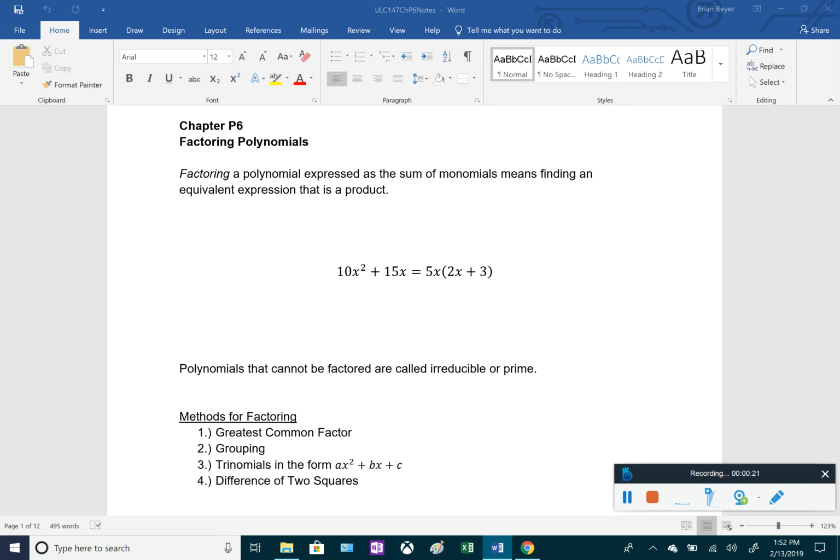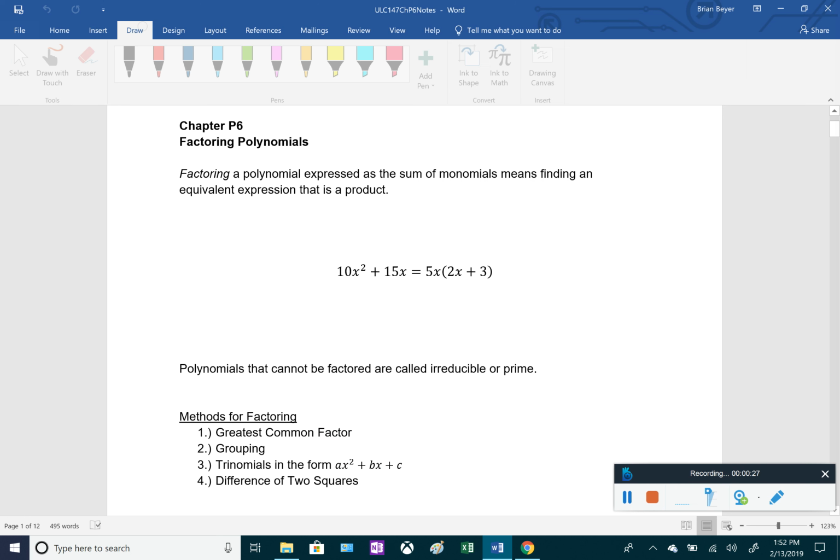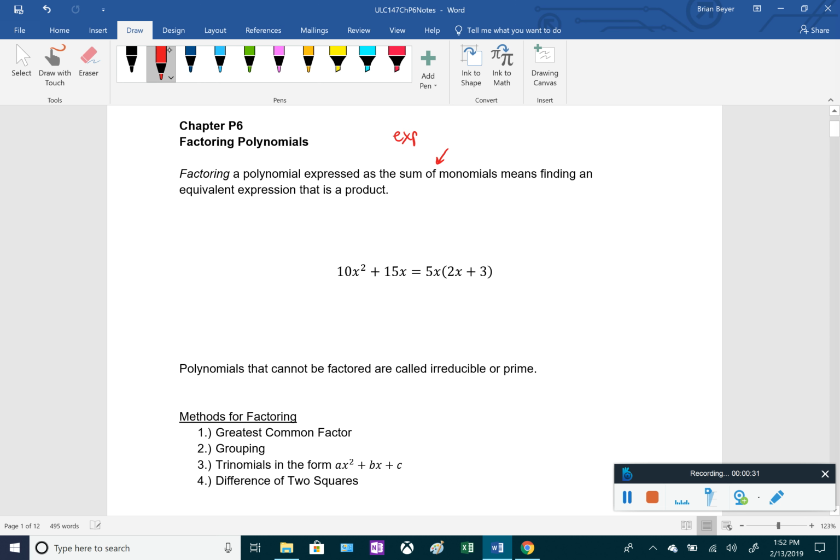So what we're going to be doing is starting off with a polynomial that's expanded out, which means it is a sum of monomials. So that's what this part means right here. It just means that it's expanded. When we factor it, we're going to rewrite it as an equivalent expression, but it's going to be an expression where it is a product. So it's going to be things being multiplied together, and those things being multiplied are the factors.